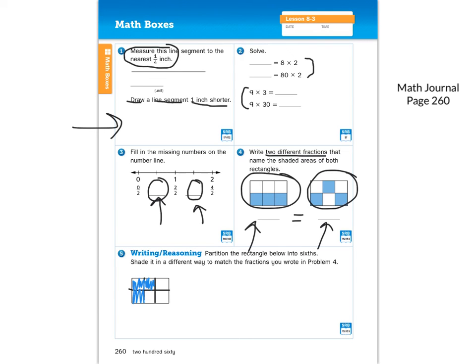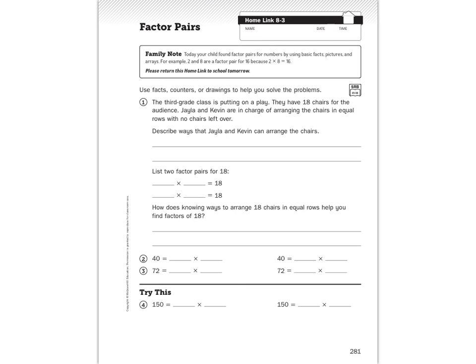Let's go over your home link. All right, it says use facts, counters, or drawings to help you solve the problems. I really recommend the drawings. I think that they're helpful. The 3rd grade class is putting on a play. They have 18 chairs for the audience. Jayla and Kevin are in charge of arranging the chairs in equal rows with no chairs left over. It says describe the ways that Jayla and Kevin can arrange the chairs.